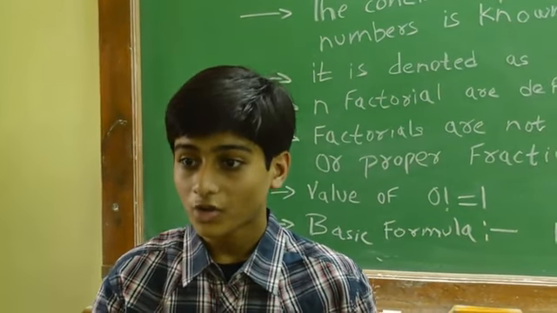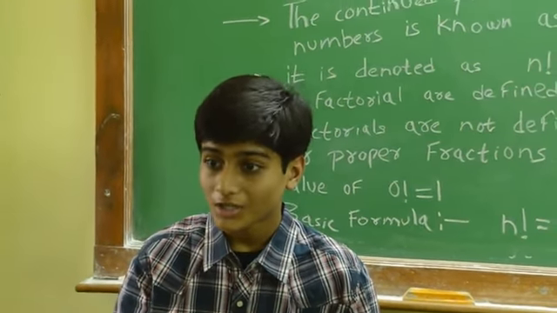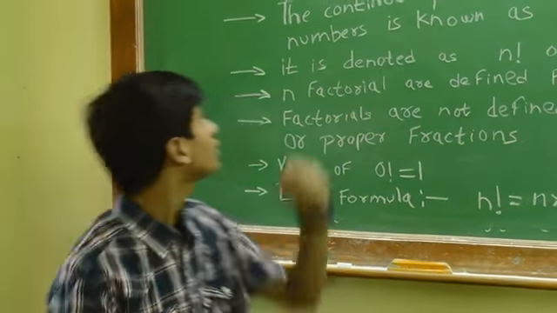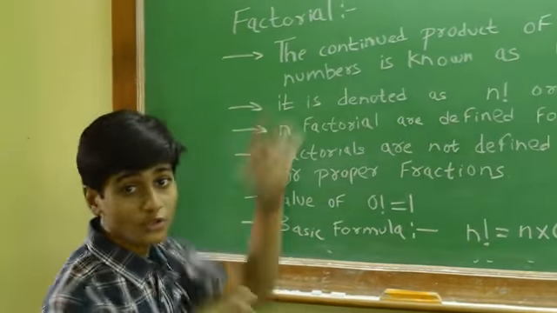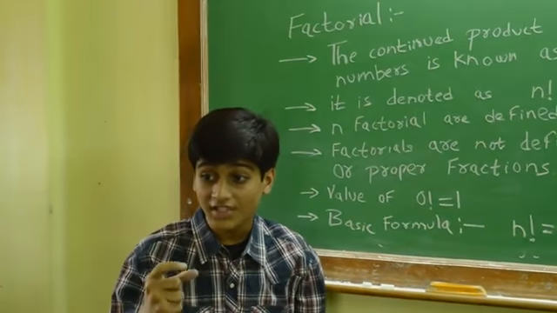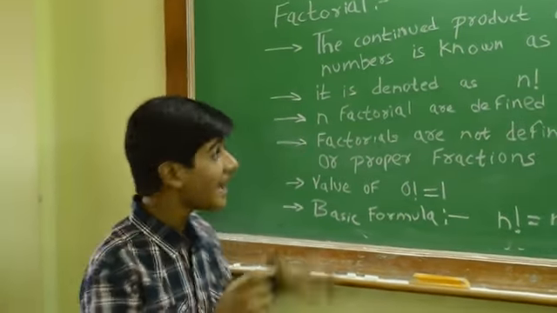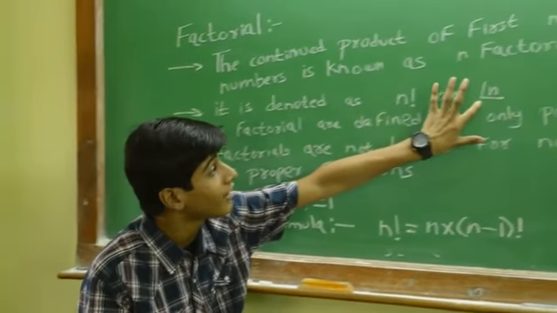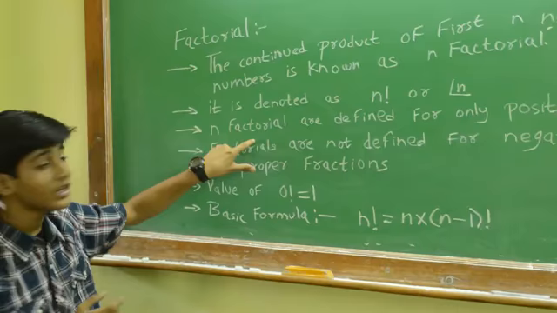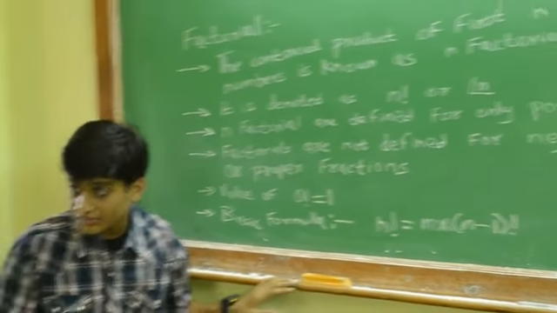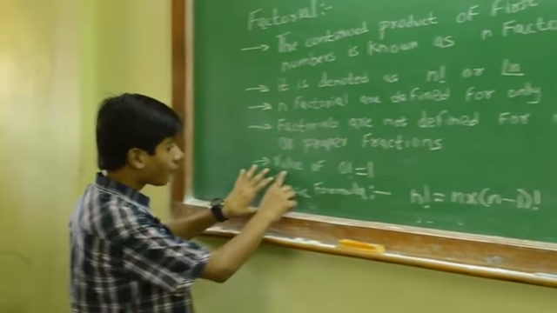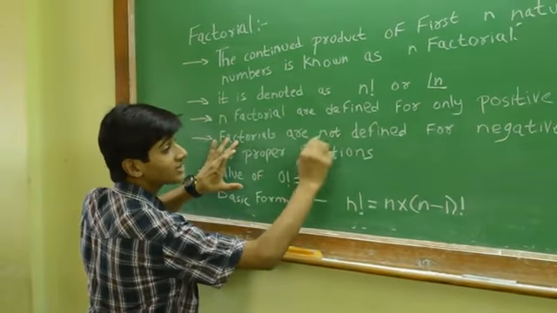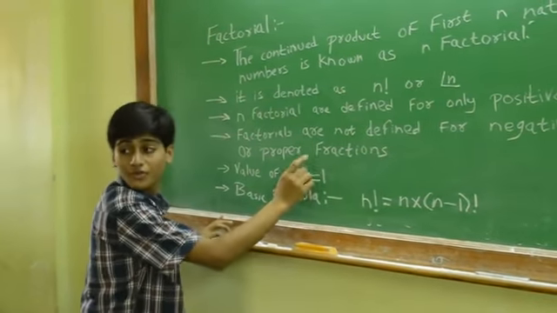And the basic part of permutation is factorial. So what do we mean by factorial? Factorial, the continued product of first n natural numbers, is known as n factorial. It is denoted as n factorial or factorial n. N factorial is only defined for positive integers. Factorials are not defined for negative numbers or proper fractions.